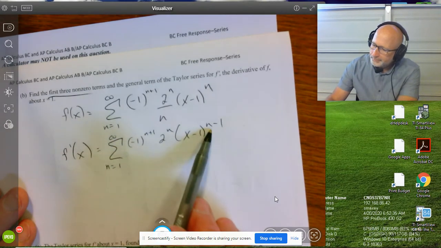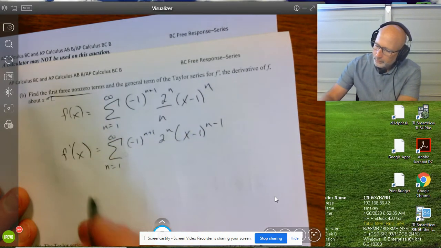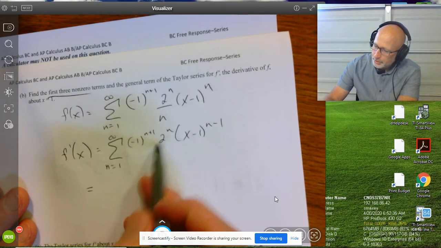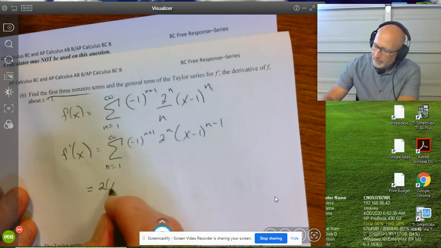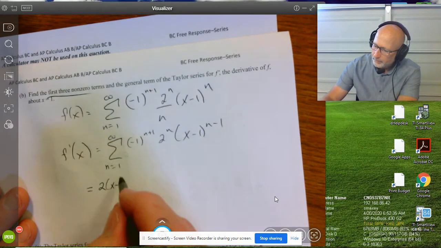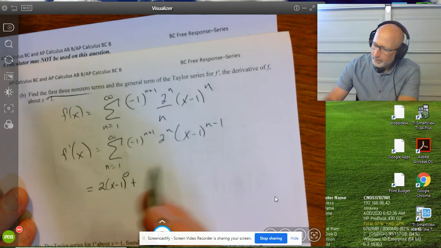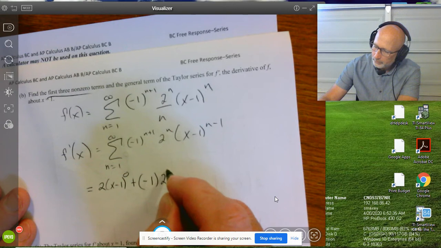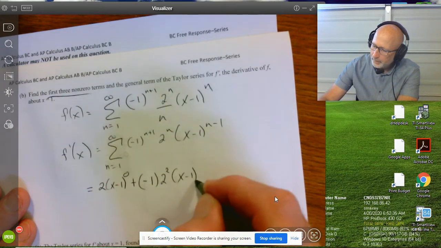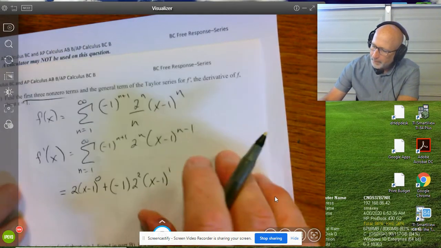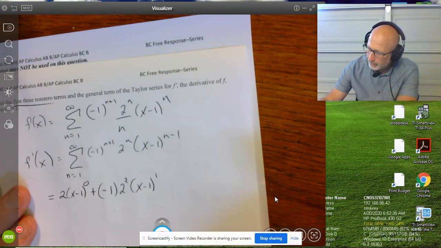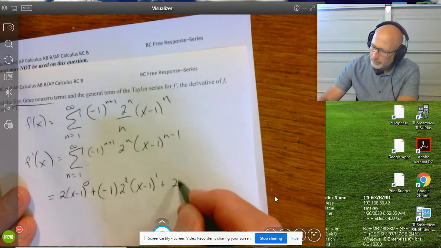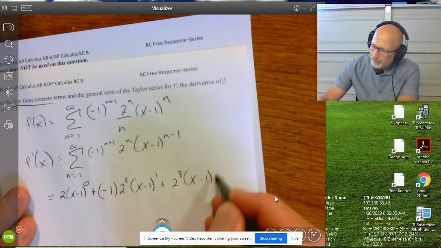When I plug in 1, so this is going to be positive 1, 2 times x minus 1 to the power of 0. Okay, plus plug in 2, so this would be negative 1 times 2 squared times x minus 1 to the first power. Okay, plug in 3. So that'll be positive 1. So this will be 2 to the power of 3 times x minus 1 to the power of 2.